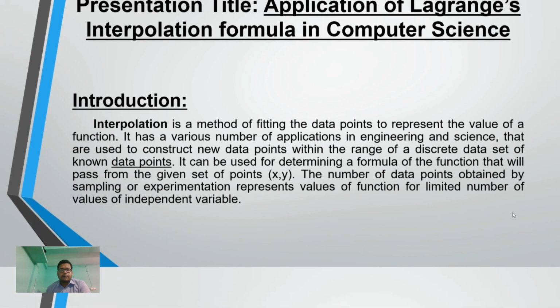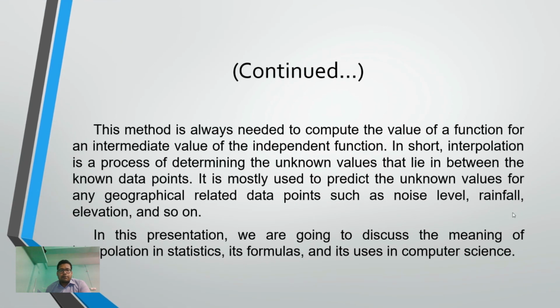of independent variable. This method is always needed to compute the value of a function for an intermediate value of the independent function. In short, interpolation is a process of determining the unknown values that lie in between the known data points. It is mostly used to predict the unknown values for any geographical related data points such as noise level, rainfall, elevation, and so on.